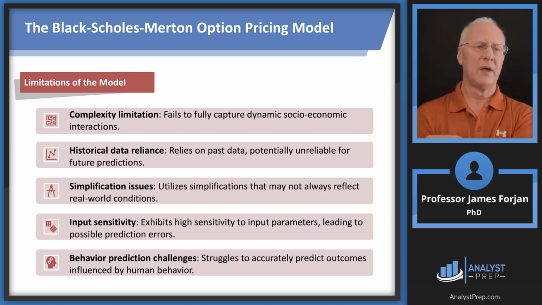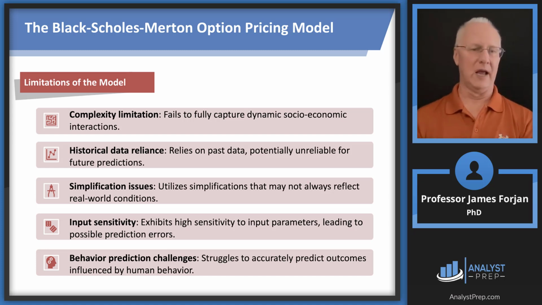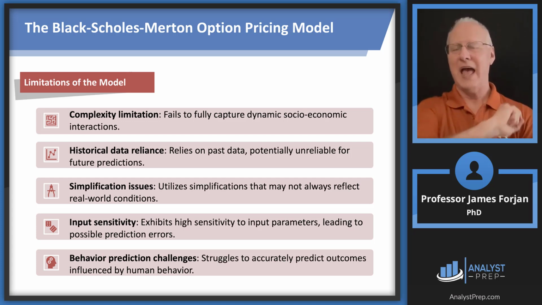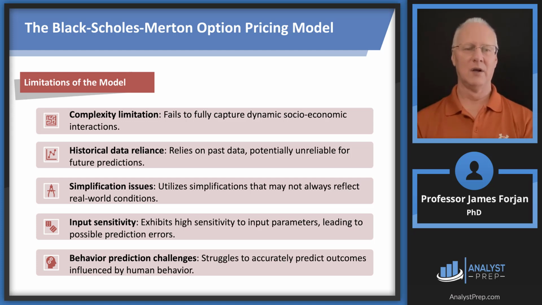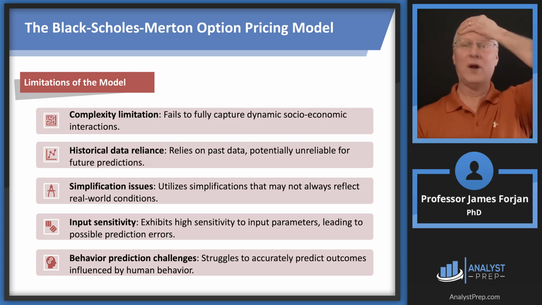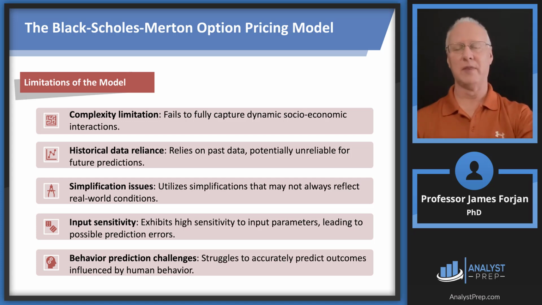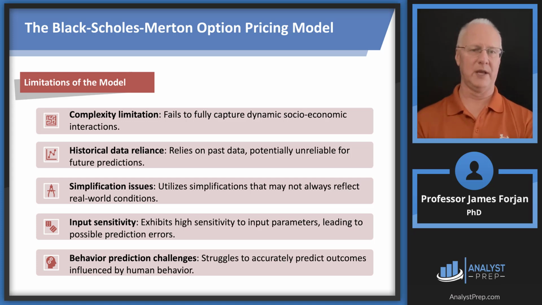All right, what don't we like about this? There's nothing that I don't like about it, but really I'm not the person making up these tests. So I would just say, this is an awesome model. There are some issues to it, but its complexity fails to capture dynamic socioeconomic interactions. Well, my response to that would be, well, what does? What model out there does? There are other things that you can do, but these are right from the chapter, so make sure you know these limitations.